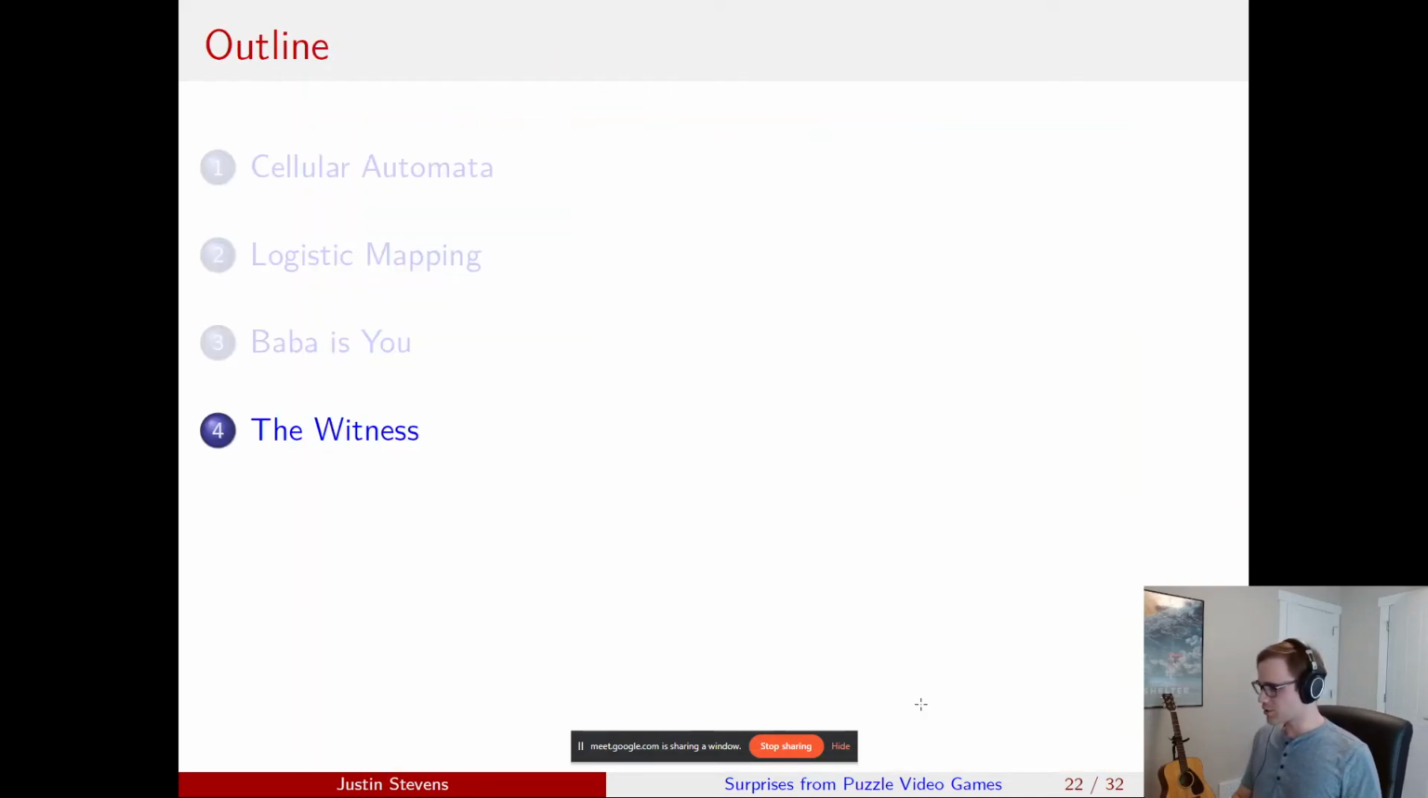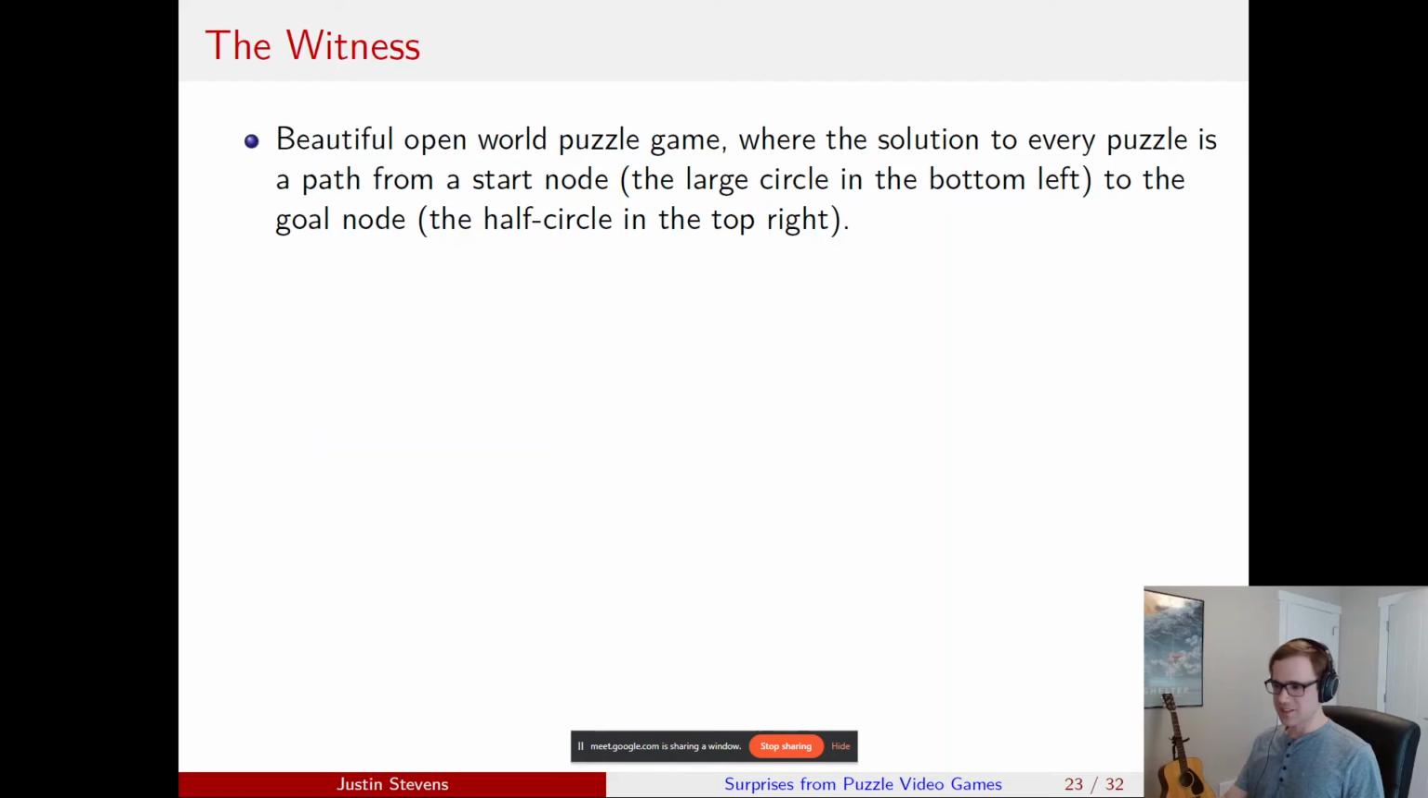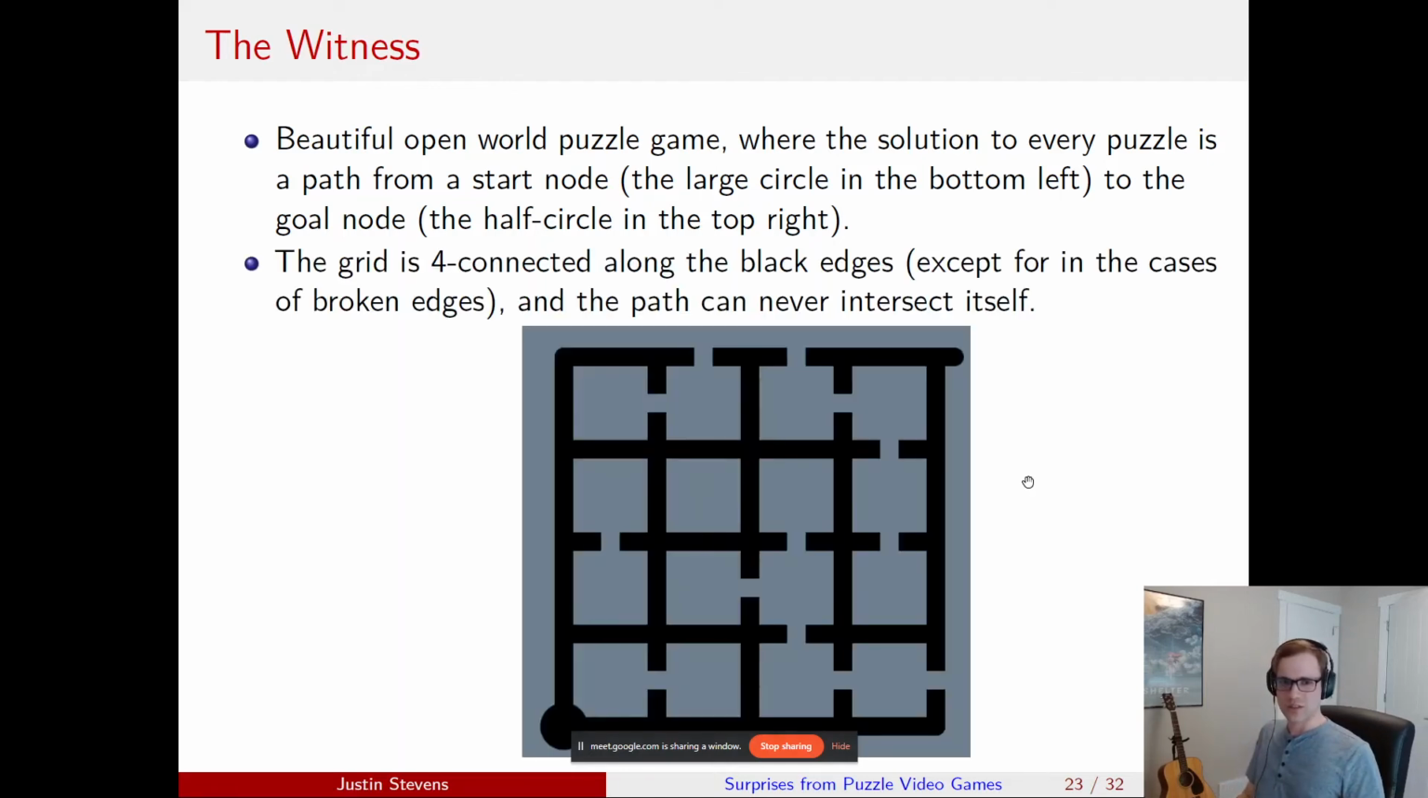All right. I'm going to go for just 5 more minutes, but I want to really quickly talk about The Witness too, because The Witness employs a lot of these same ideas as well. So, The Witness is a beautiful open world puzzle game where the solution to every puzzle is basically a path from a start node to a goal node. In this case, the start node is a large circle in the bottom left here, and the goal node is the half circle in the top right. The grid is four connected along the black edges, except in the case of broken edges, which you can't pass through, and the path can never intersect itself, which is a fundamental rule of the game.